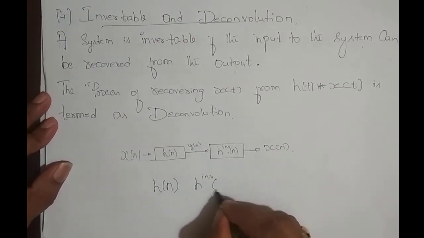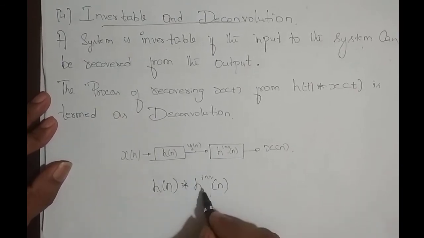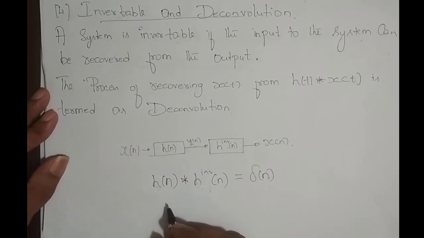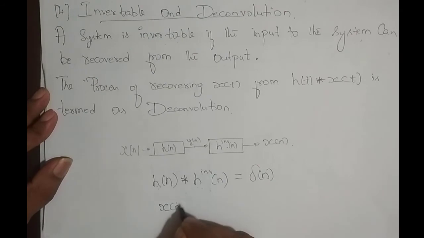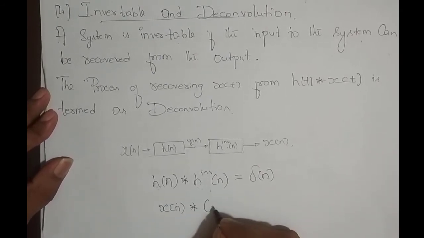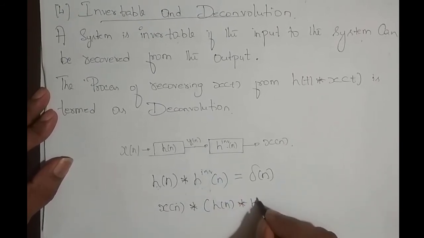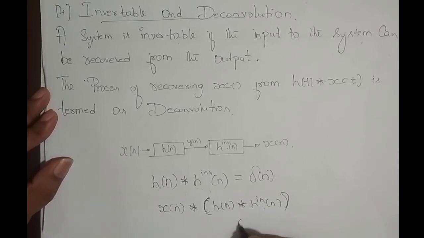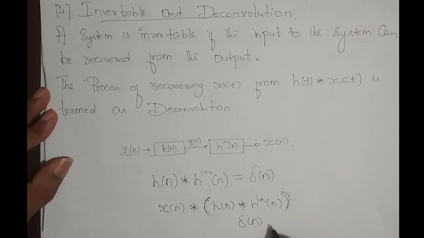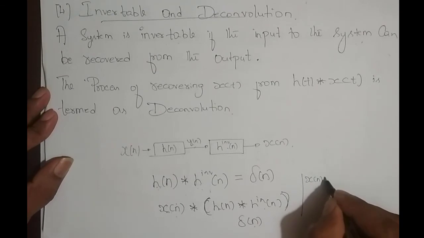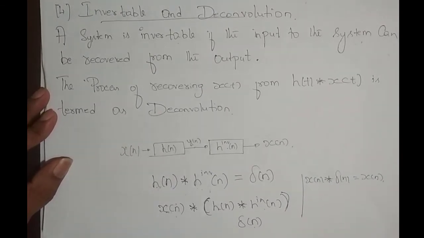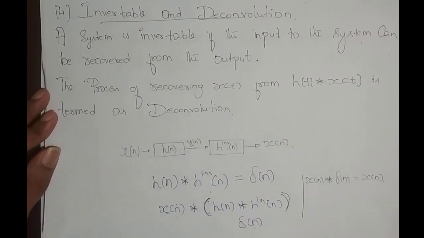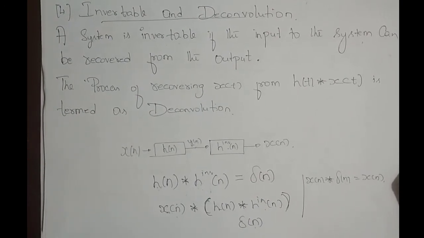But there is a requirement: if there exists an inverse system h inv of n, and I convolve these two, the impulse response and the inverse system's impulse response, I should get delta of n. This is the requirement. If that is the case, what happens is, if I have an x of n convolved with impulse response h of n, and this is convolved with the inverse system h inv of n, the requirement is that h of n convolved with h inv of n should end up with delta of n. And any signal convolved with delta of n should give me x of n back. That is one of the properties: x of n convolved with delta of n gives me x of n back. In that case I can get back my x of n. This concept is called deconvolution. Fine. So this is about properties of systems in terms of impulse response. In the next videos, we shall take up a few problems to check these properties.